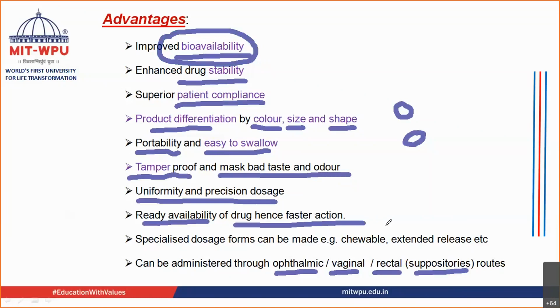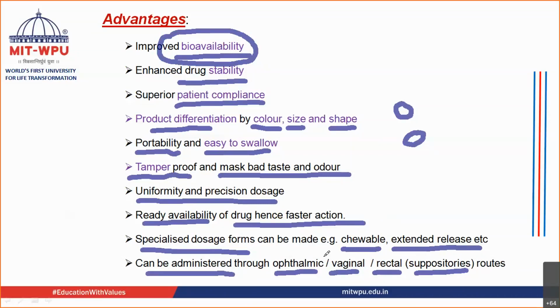It has improved bioavailability, so it is readily available, and hence it has a very fast action. You can also have specialized kinds of soft gelatin capsules. For example, you can have chewable soft gelatin capsules, or you can also have extended release soft gelatin capsules. So these specialized dosage forms are also available. That is another advantage of soft gelatin capsules.